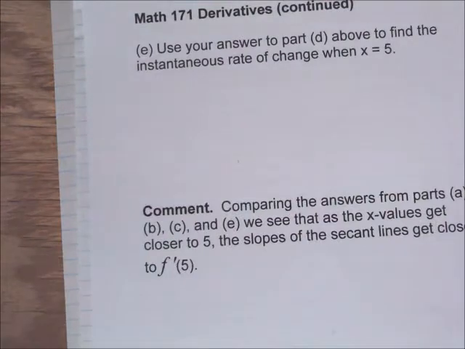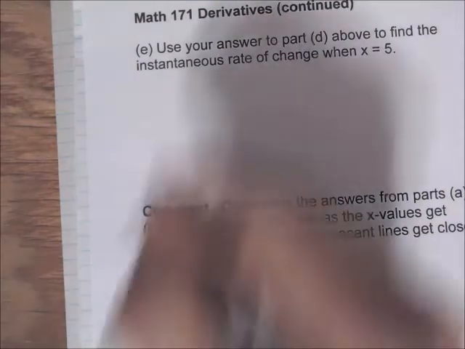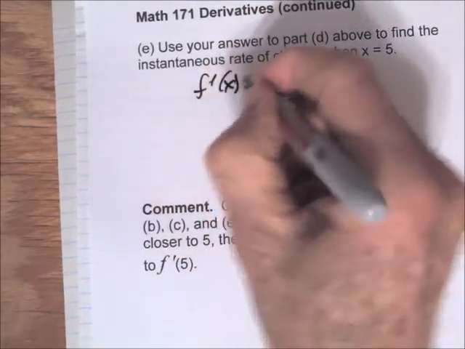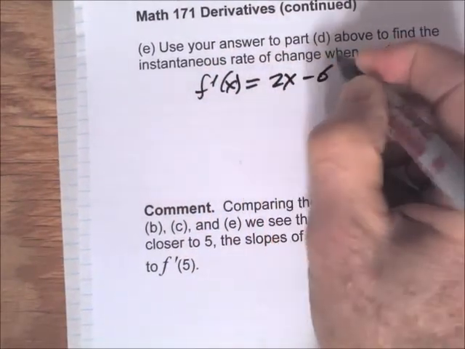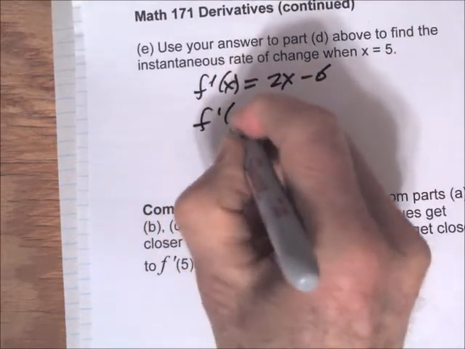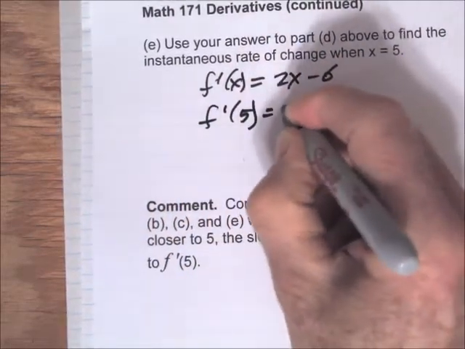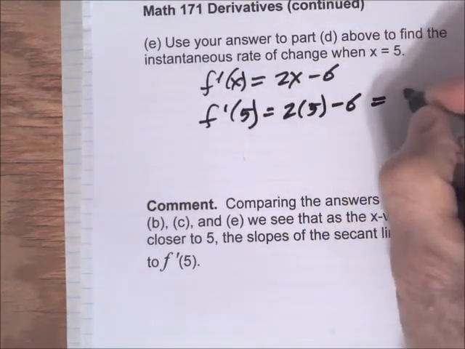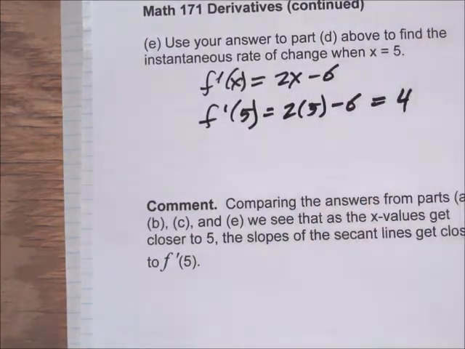Okay, so now we want to use this formula to compute the instantaneous rate of change when x is equal to 5. So we found that f prime of x is equal to 2x minus 6. So f prime of 5 is going to be 2 times 5 minus 6. 10 minus 6 is going to be 4. So the instantaneous rate of change is 4.